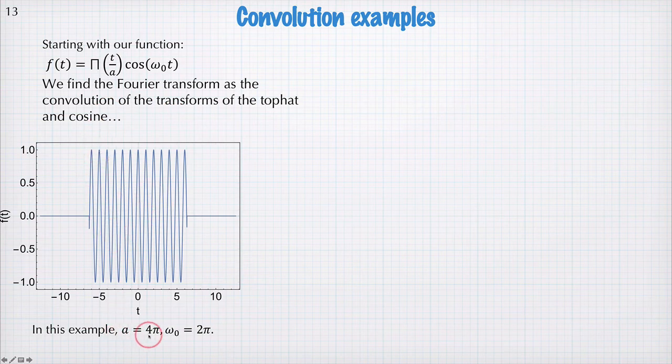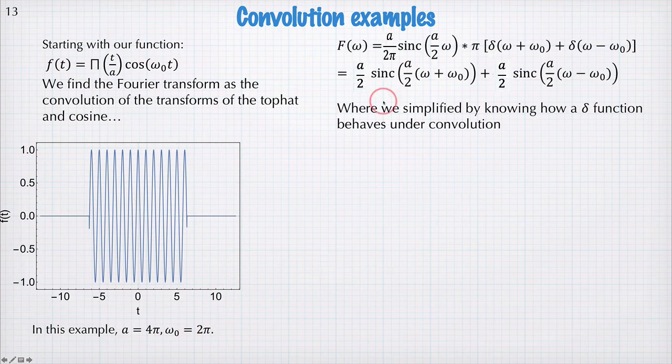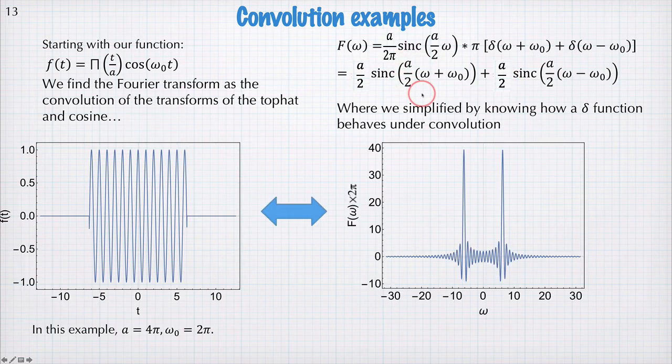In this example, I've used a as 4 pi and omega naught as 2 pi. And the Fourier transform of this function is now going to be, in the Fourier domain, a sinc function, which is the Fourier transform of the top hat, convolved with a pair of delta spikes. And we know the convolution with the delta spikes gives us a sinc function offset by plus omega naught and minus omega naught. Otherwise, we have two sinc functions centered around plus and minus omega naught with some width given by this a on 2. So in other words, the Fourier transform looks like this.